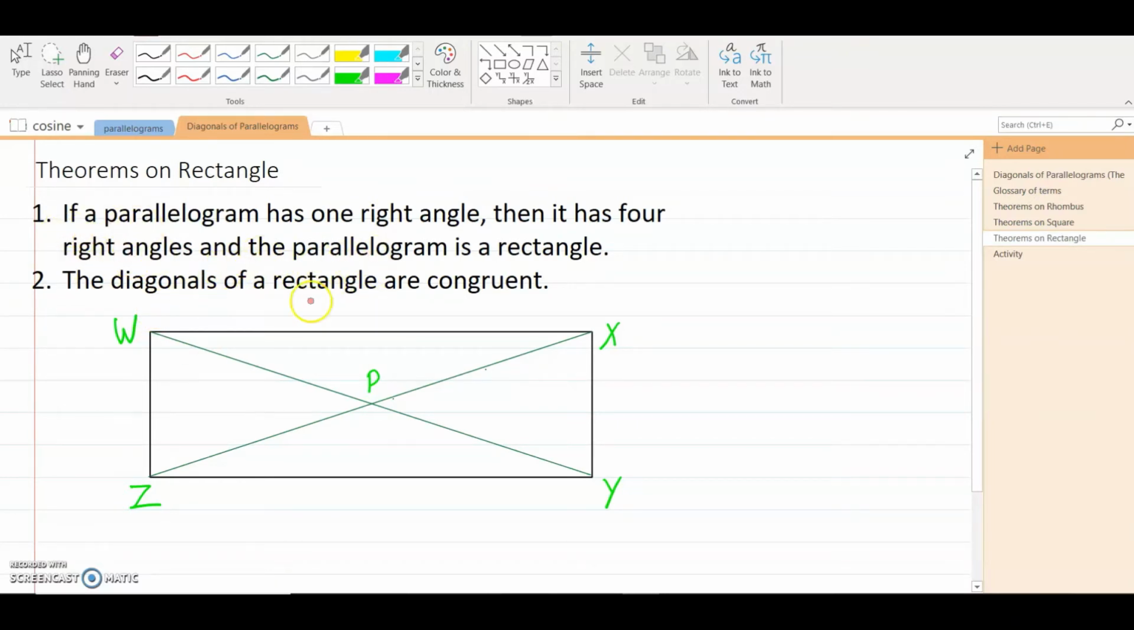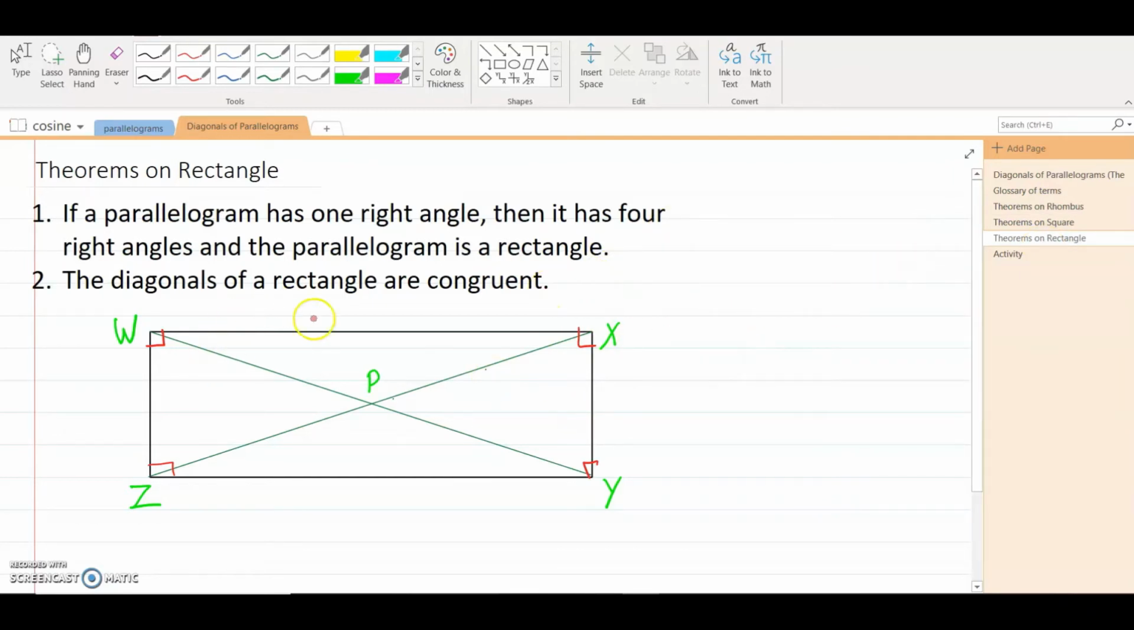So number 1, since the definition of rectangle, it has 4 right angles. So you have 1, 2, 3, 4. So if angle W, let's say, is a right angle, then it has 4 right angles. So that is the first theorem. So automatic, this parallelogram is a rectangle.